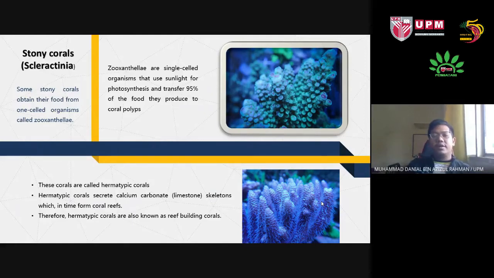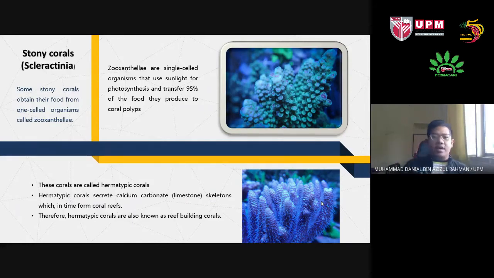So these corals are called hermatypic corals. Hermatypic corals secrete calcium carbonate, as you all know. Corals secrete a calcium carbonate skeleton, which forms the coral reef. So the coral reef in Malaysia or any place is formed from this type of coral, stony coral. They are hermatypic corals because they are known as reef building corals.